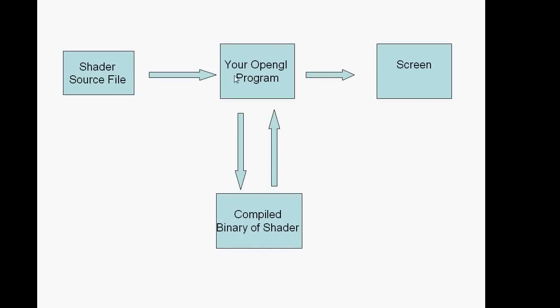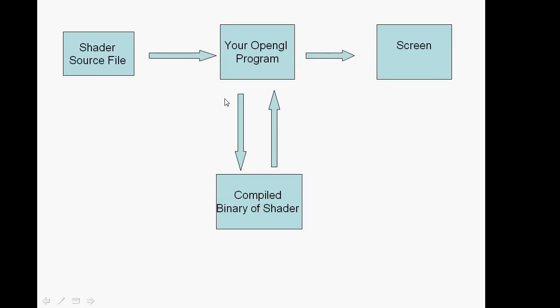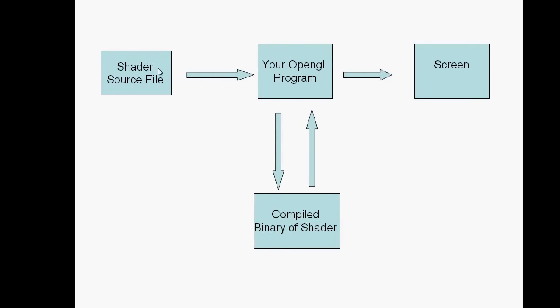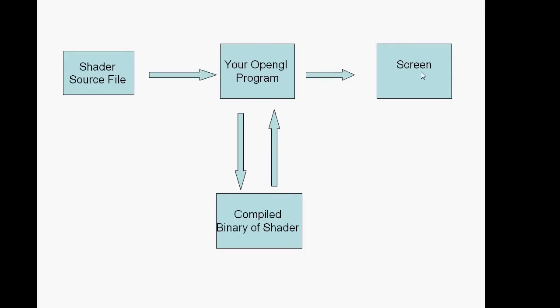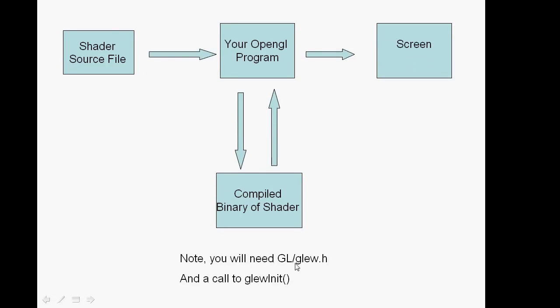However, in your C++ program, or whatever other type of program you have, you need to compile that source file, and finally incorporate it into your program to have it do anything meaningful. Okay, so how do we do that? Well, before we get ahead of ourselves, we need to include this particular header file, and call this extension initialization method that's part of OpenGL's extension API.